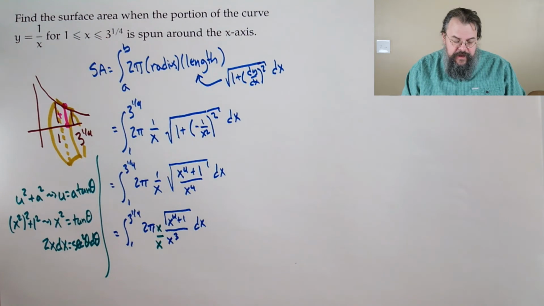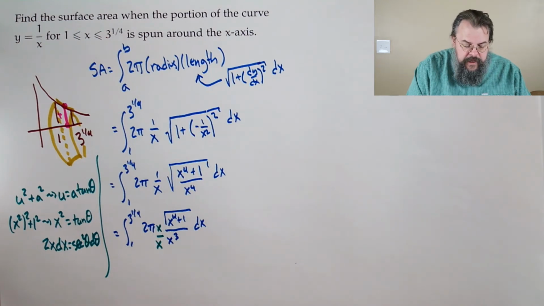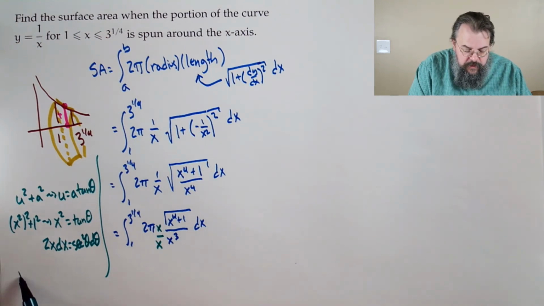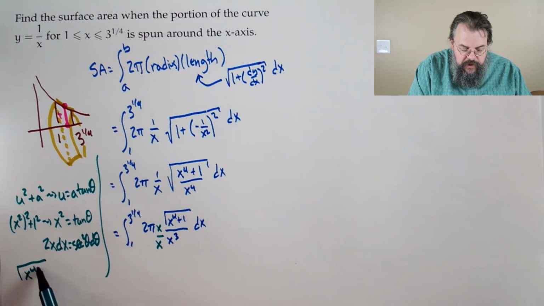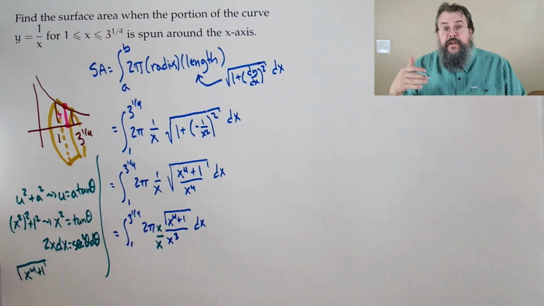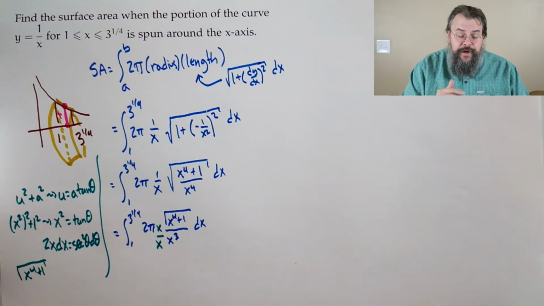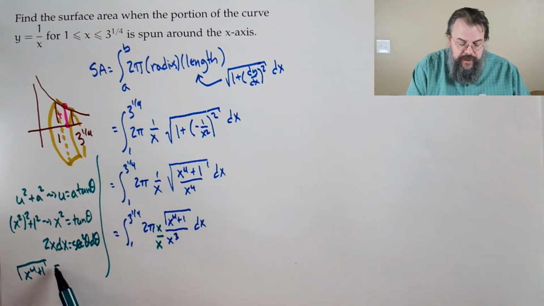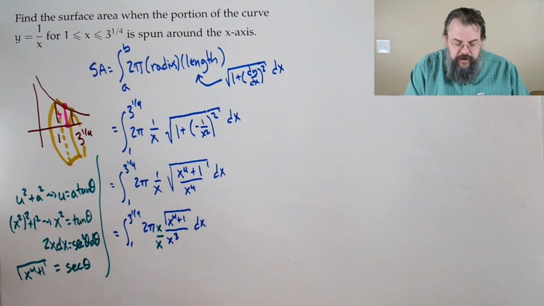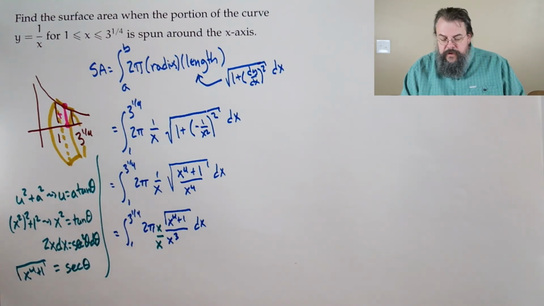Okay, so let's follow this through. Now, a couple of other things. Square root of x to the 4th plus 1. Well, that'd be tangent squared plus 1, which is secant squared, and when we take the square root, it becomes secant. All right. Wow. Wonderful. This is coming together really nicely.